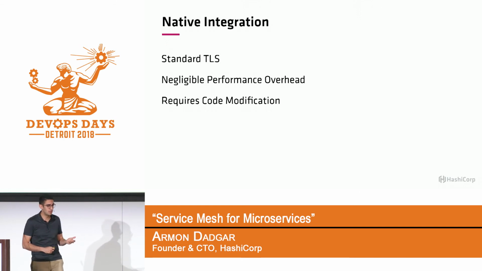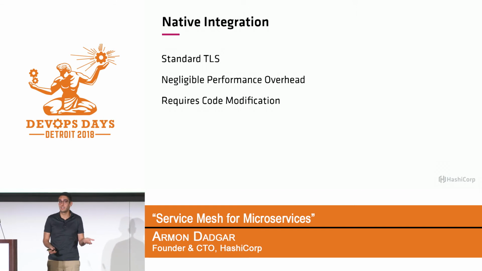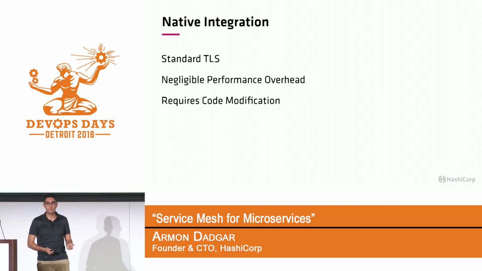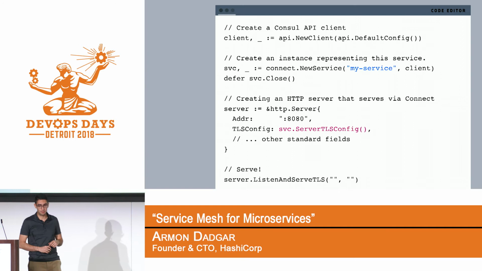The nice thing about going down this route is there's almost no performance overhead. Your app is just doing TLS, basically. So the performance overhead relative to TLS is 0. The challenge is it requires code modification. So we don't expect that this is the most common approach.